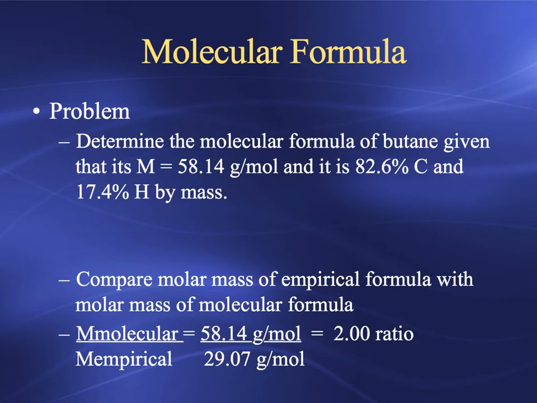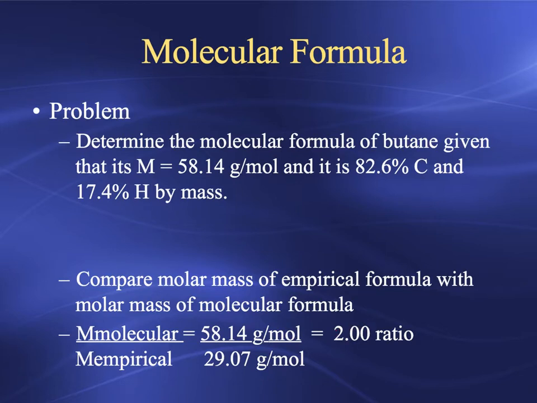Okay, so now you're supposed to compare the molar mass of the empirical formula with the molar mass given in the problem, the molecular formula. So I took the molar mass of the molecular, divided by the molar mass of the empirical, 58.14 divided by 29.07, and I got a very nice, pretty 2.00 ratio. It's a very nice, easy to work with ratio.